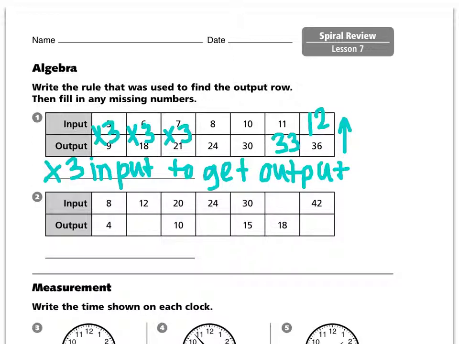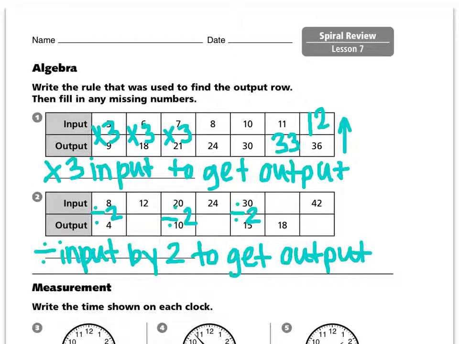In 8 to get 4, I need to subtract 4 or divide 8 by 2. To get 20 to 10, I need to subtract 10 or divide 20 by 2. In order to get 30 to 15, I need to subtract 15 or divide 30 by 2. So all of these are dividing by 2. So my rule is going to be to divide the input by 2 or multiply the output by 2 in order to get the input.